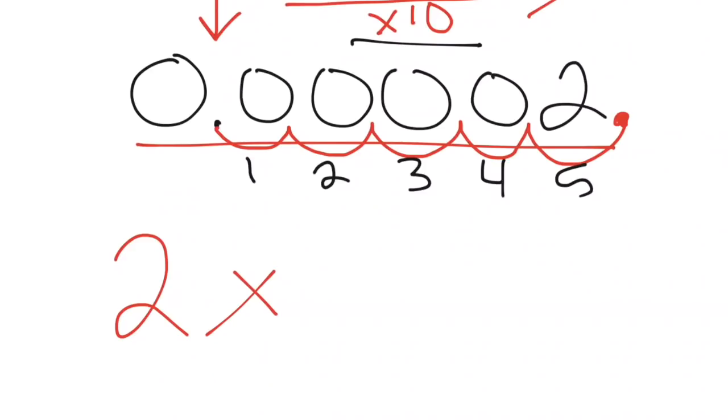Well, when we're working with exponents, one way to show that is instead of using a positive exponent, we can use a negative exponent. 10 to the negative fifth is the same thing as dividing by 10 5 times. So in order to write a really small number in scientific notation, you're always going to notice a negative exponent right here. So this number would be written 2 times 10 to the negative fifth.